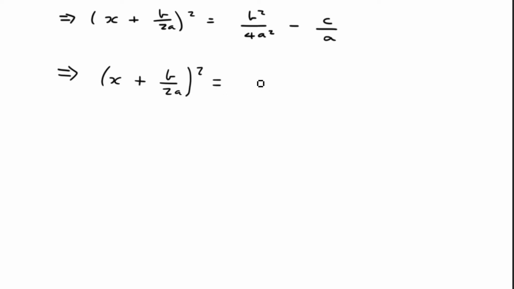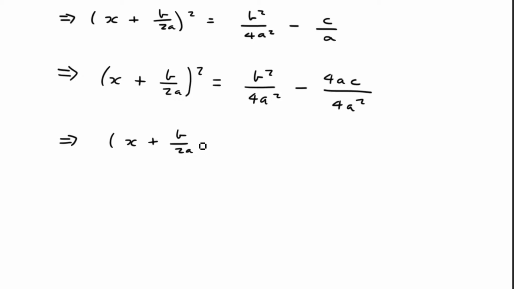So if we leave the first piece alone, leave that as b squared over 4a squared, but with the second piece, if we multiply top and bottom by 4a, the top of the fraction will become 4a times c, and the bottom of the fraction will become 4a times a, which is 4a squared. Now we've got this in a suitable form to combine into one fraction. That fraction being b squared subtract 4ac, all divided by 4a squared.